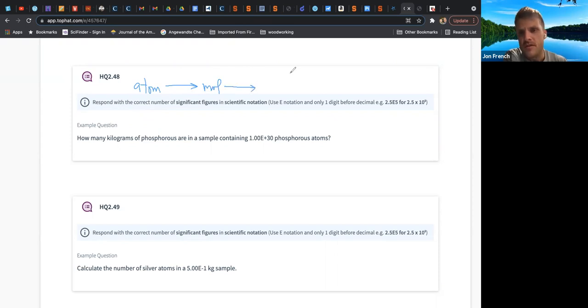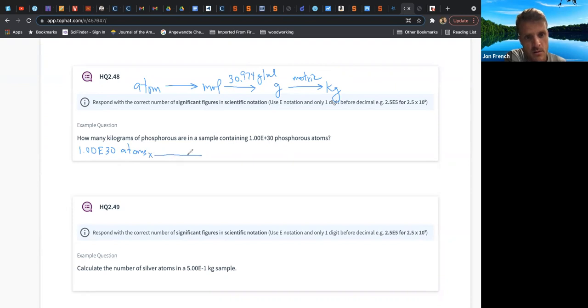Once we find moles of phosphorus, we can go to the periodic table and look up and see that phosphorus is 30.974 grams per mole. So that would let us find grams of phosphorus, and then from grams of phosphorus, we can find kilograms of phosphorus, using the metric system. So to start that calculation, I've got 1.00 E30 atoms.